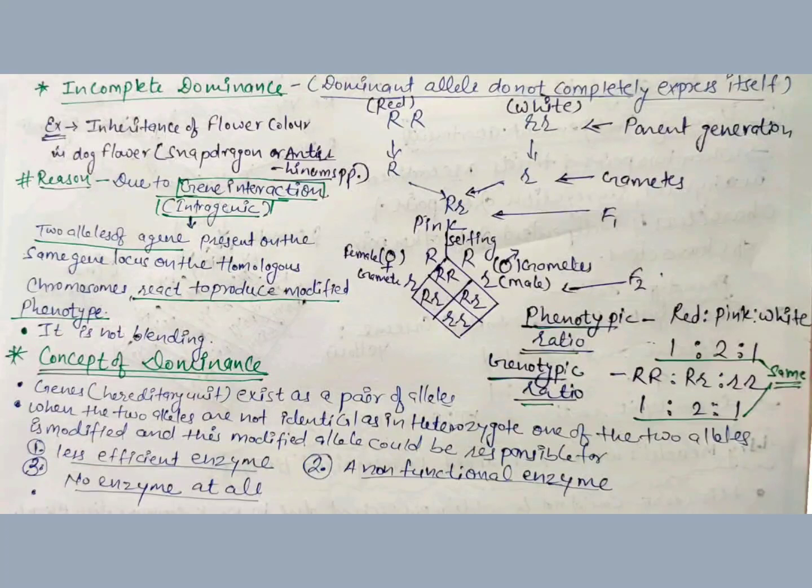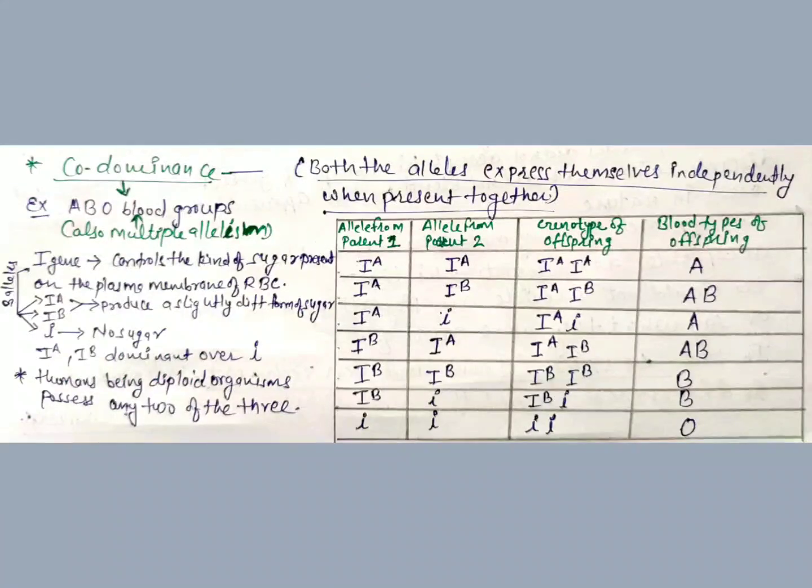Another example of intragenic gene interaction is codominance, where both the alleles express themselves independently when present together. It means both of them will show their characters together. An example of codominance is ABO blood grouping in humans. ABO blood group is also an example of multiple allelism. We will see it later.